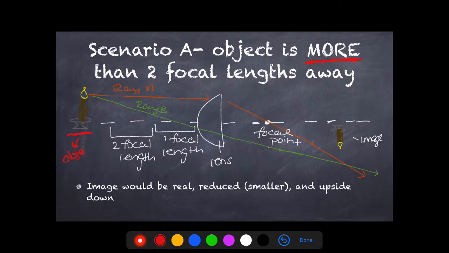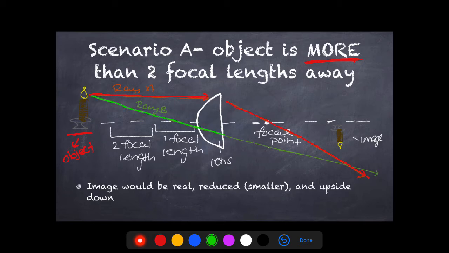So here I have my object right here. So this is my object, my candle. And then I have my lens right here. This is my convex lens. Remember, concave bends in like you would be going into a cave. Convex protrudes out. So this is my convex lens, and I have my object. I'm going to have one ray of light coming out from the flame, and it's going to hit the lens, and it's going to go through, and once it goes through the lens, it's going to be refracted. It's going to be bent.